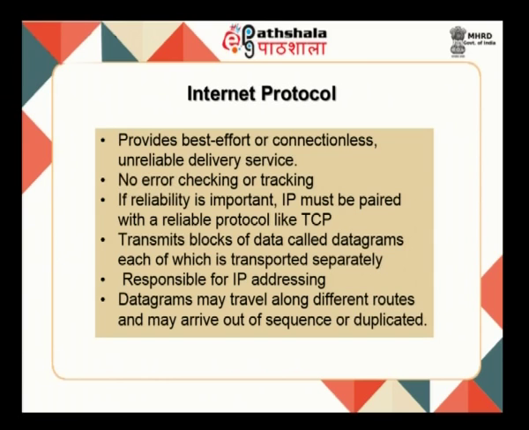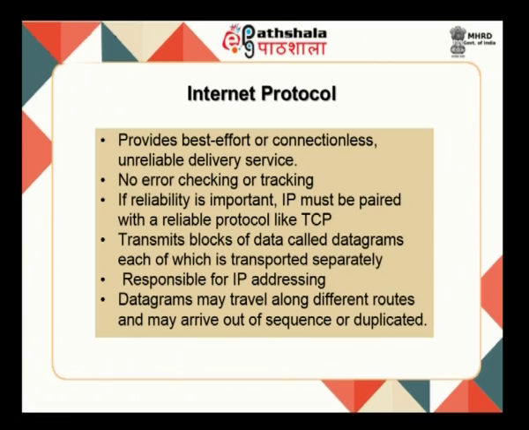So, the Internet Protocol transmits blocks of data called datagrams, each of which is transported separately. Every packet can take a different path; it is just routing. IP is just routing, through different paths, and it is mainly responsible for IP addressing. And as told, datagrams may travel along different routes and may arrive out of sequence or duplicated. The responsibility of ordering all the packets and providing reliability of the service is handled by the transport layer protocol, TCP.